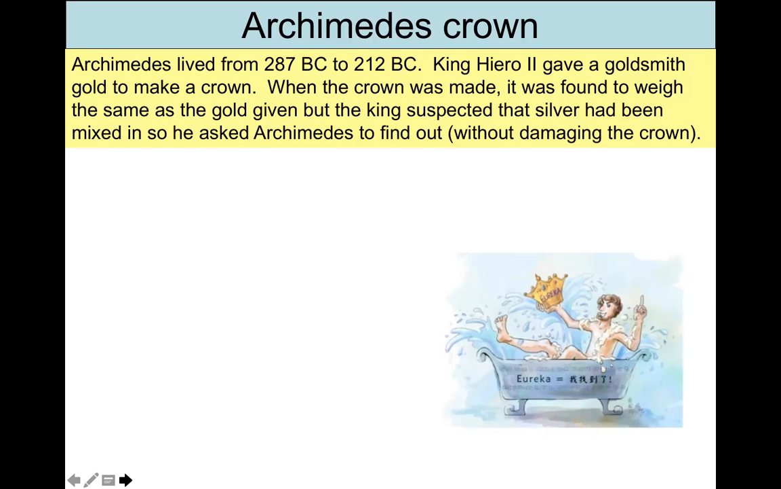The king asked someone to make a golden crown. Let's say they have some pure gold, and he gave it to a goldsmith to make a crown out of it. The crown was made and was also the same weight as the original gold that was given. But the king suspected maybe some silver has been mixed into the crown. But we cannot break up the crown, and it weighs the same. How can we find out? So he tasked Archimedes to figure that out.